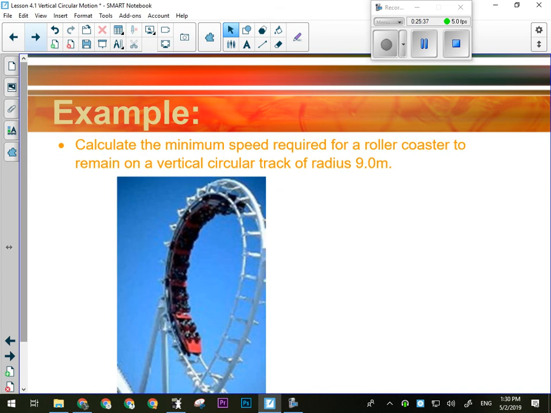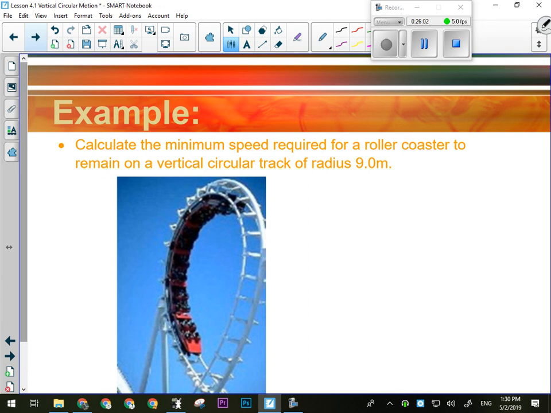Okay, so here's what we want to do first. We want to calculate the minimum speed required for a roller coaster like the one we just watched to go through an Immelman, that's a vertical loop, okay? If the radius of the track is 9 meters. So this is minimum speed now. We have to remember that that means I'm going just fast enough to stay in the loop. So I don't push on the loop, and the loop doesn't push back.